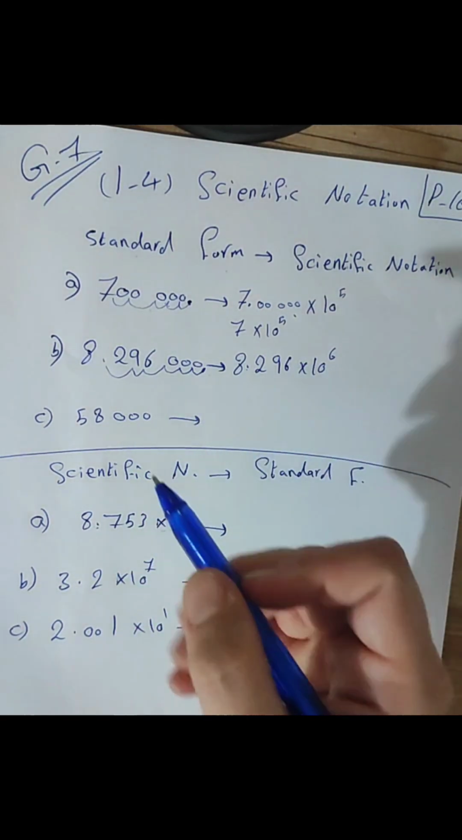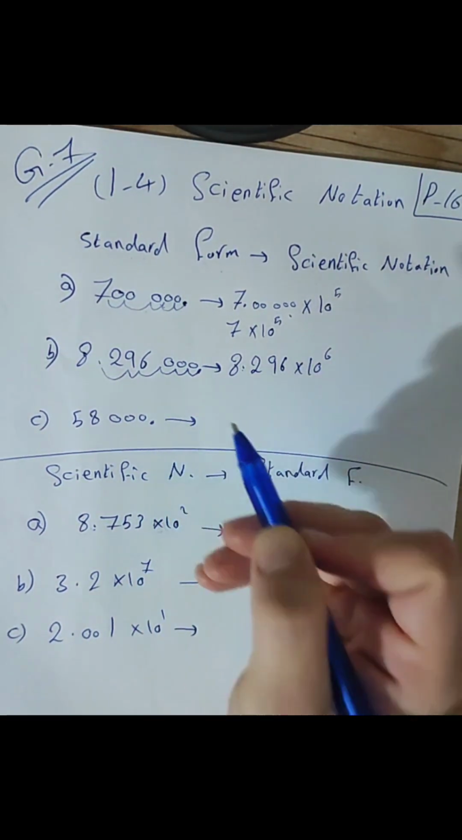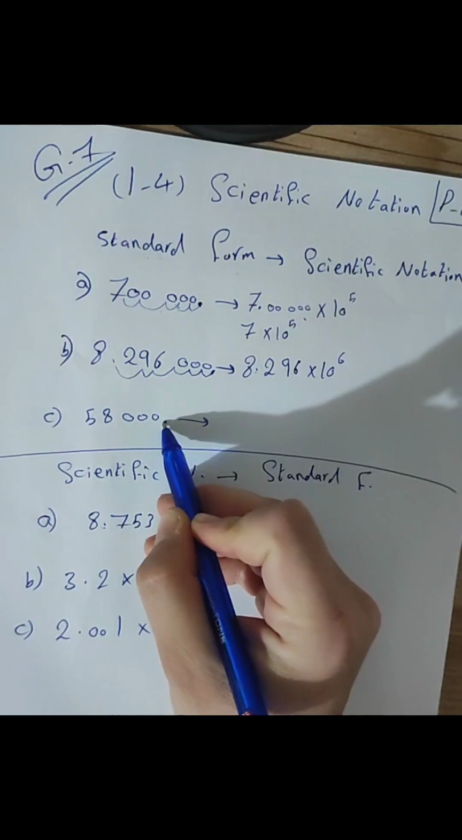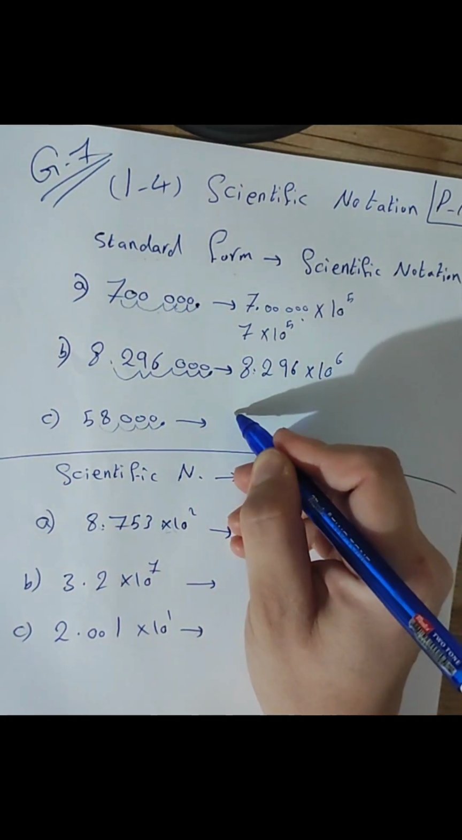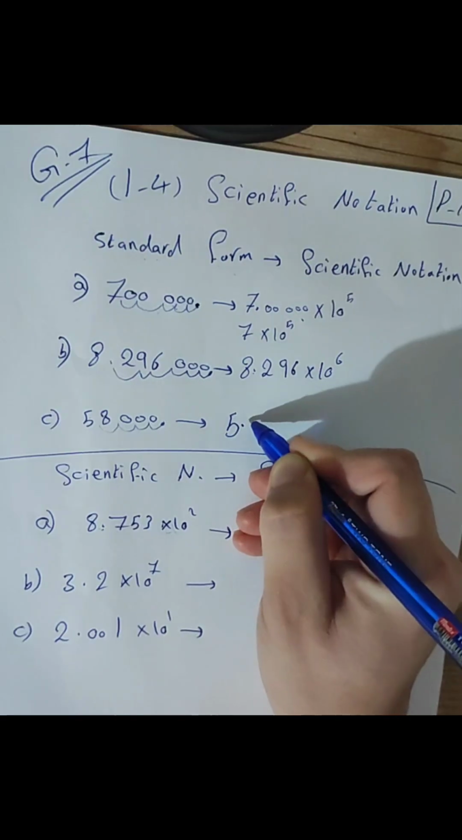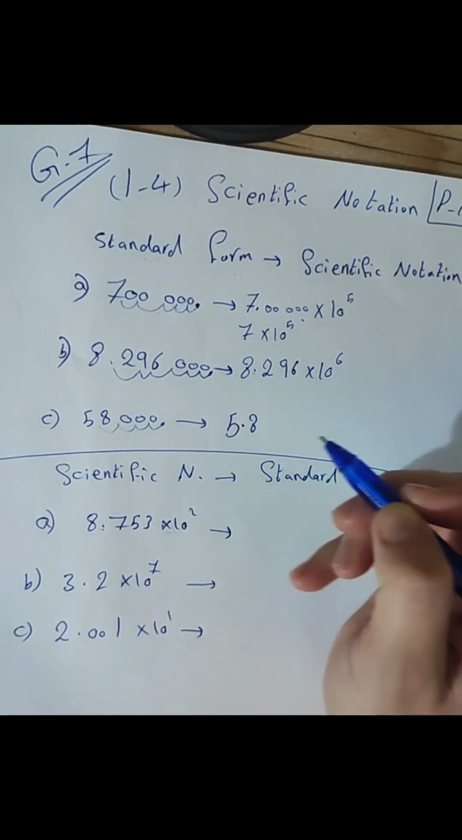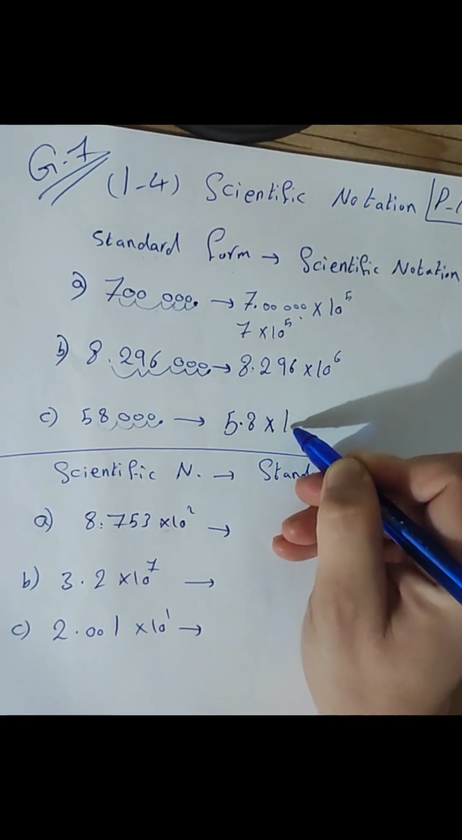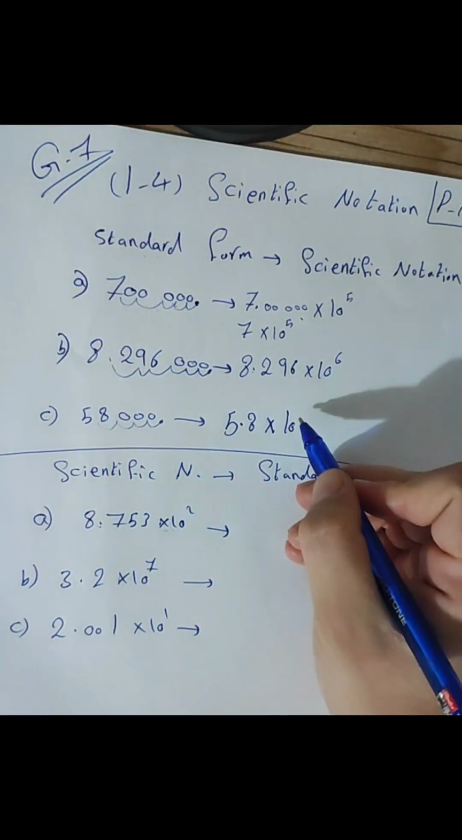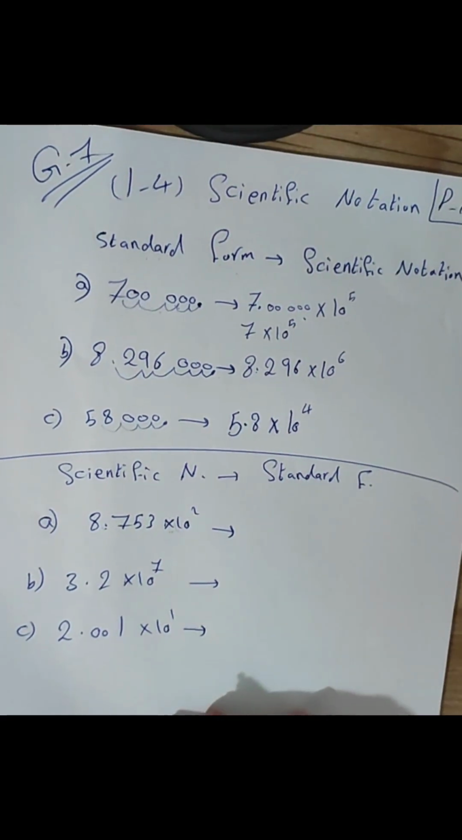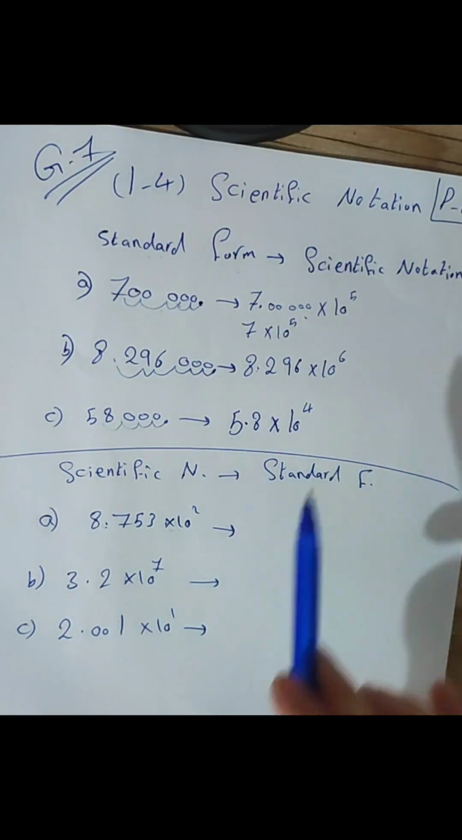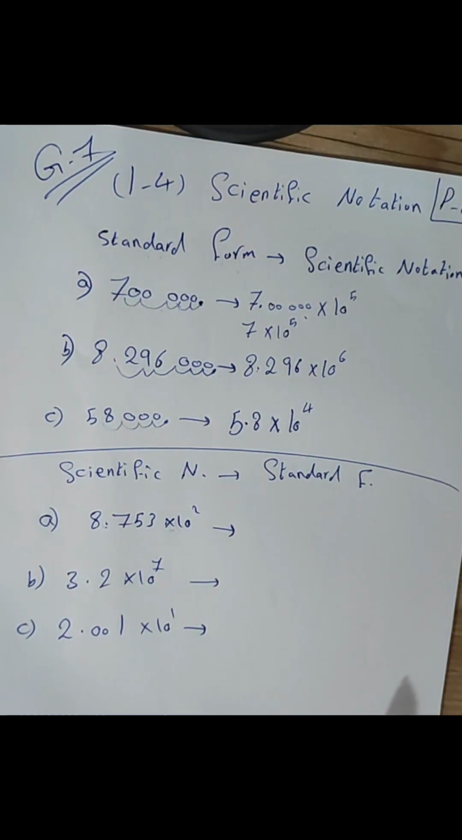Then we have this question, again we don't have a point, so you should write it. Then 1, 2, 3, 4 steps, and it's equal to 5.8, guys. Point, then times 10 exponent 4. You get it, guys? Like this. We changed it from standard form to scientific notation.